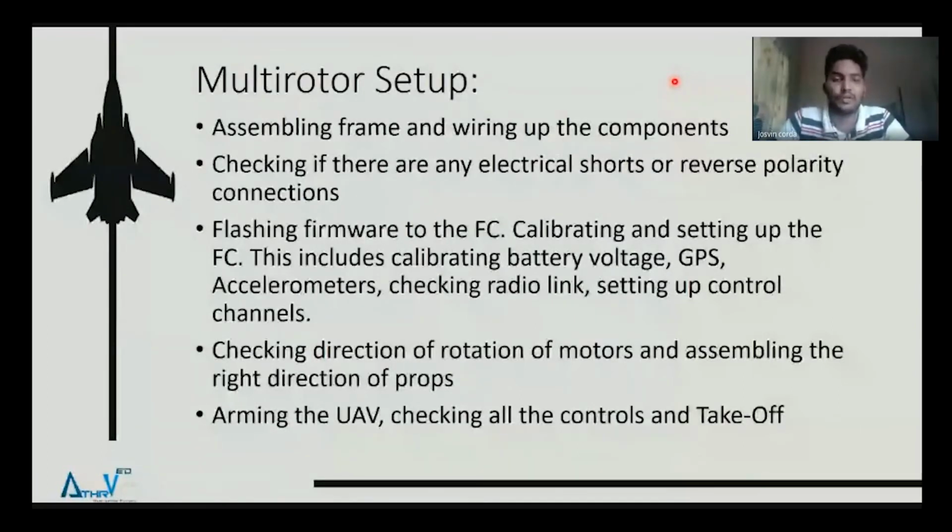Then you have flashing the firmware to the FC. Firmware is like an operating system for the FC. Initially, there will be firmware on the FC, but it is a thumb rule to update the firmware of the FC. Then we have to calibrate the FC. Calibrating means you have to calibrate the gyroscope and accelerometer to know what the stable position is, what the laying flat position is, the top, right, front, back positions, all those things.